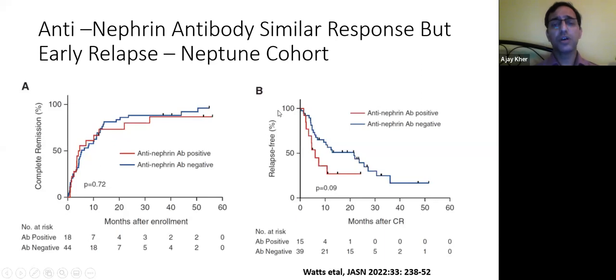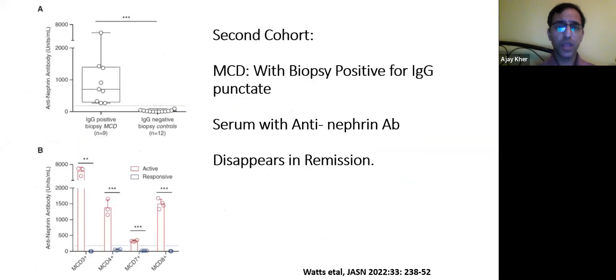The relapse was slightly higher, so it didn't reach statistical significance, but at least visually it looks like those with antibody positive may be relapsing earlier, in the red, compared to those who are antibody negative. But again, this is small numbers, so we'll have to look for more data from different cohorts before we take this at full value.